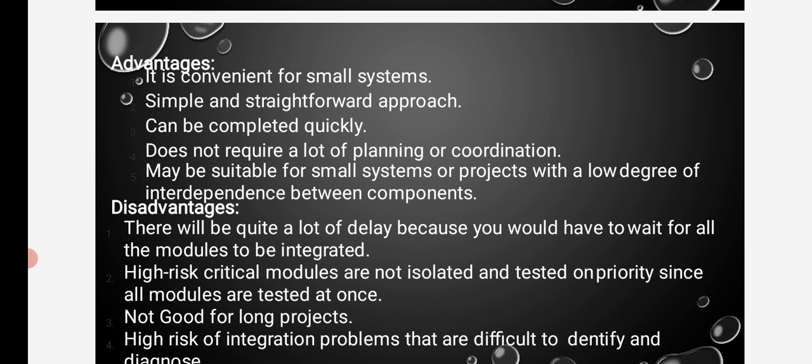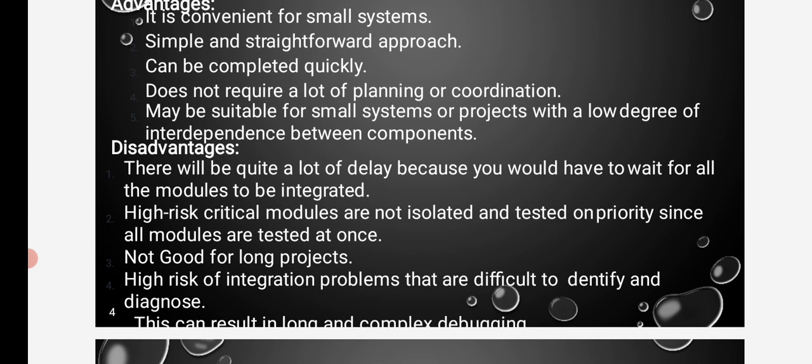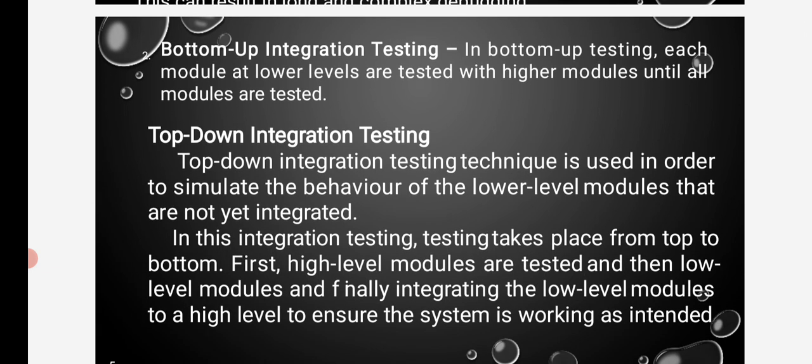Then the disadvantages: there will be quite a lot of delay because you would have to wait for all the modules to be integrated. High risk critical modules are not isolated and tested on priority, since all modules are tested at once. Not good for long projects. High risk of integration problems that are difficult to identify and diagnose.